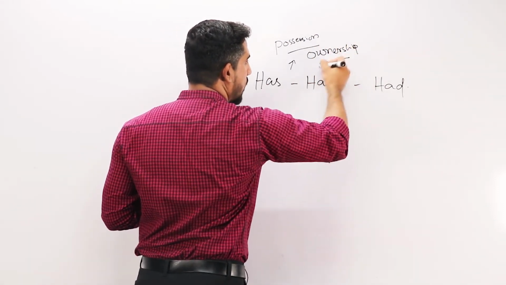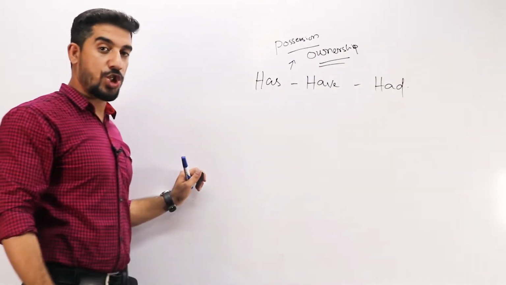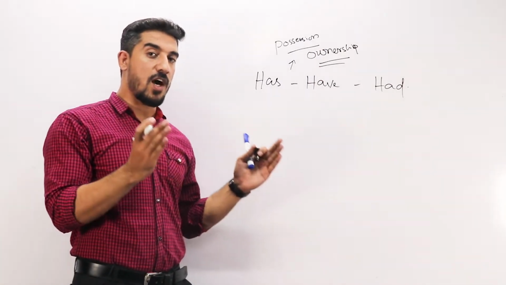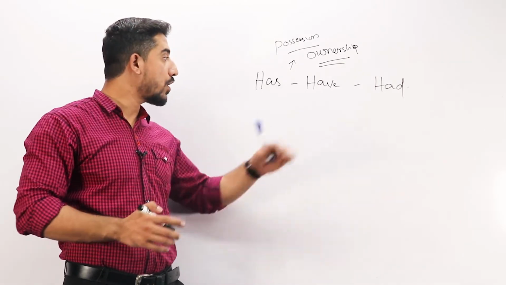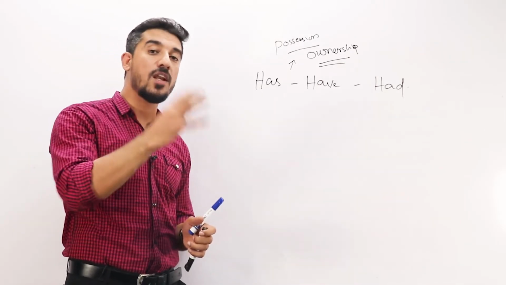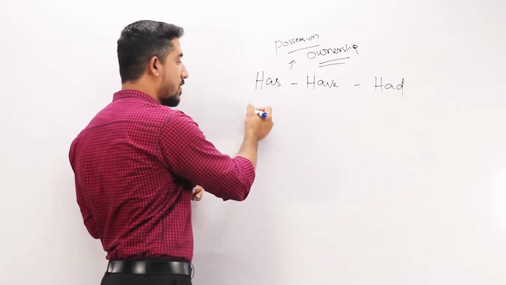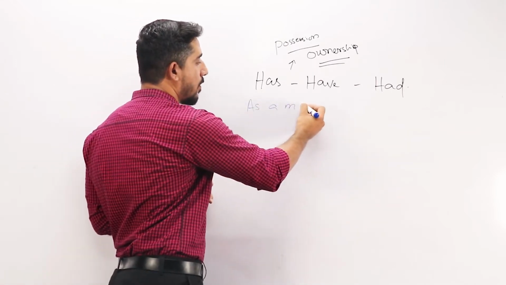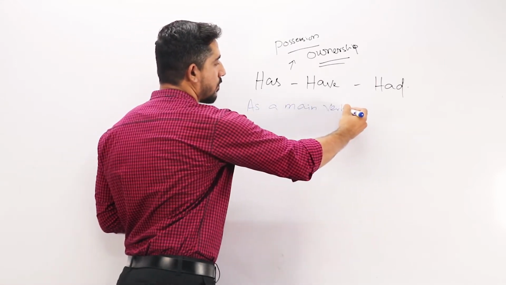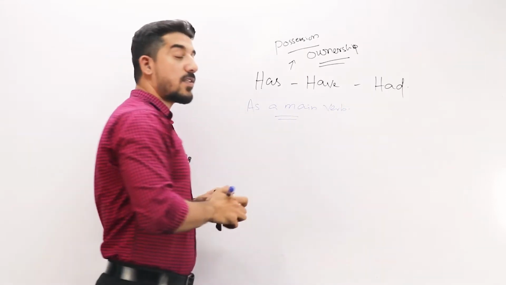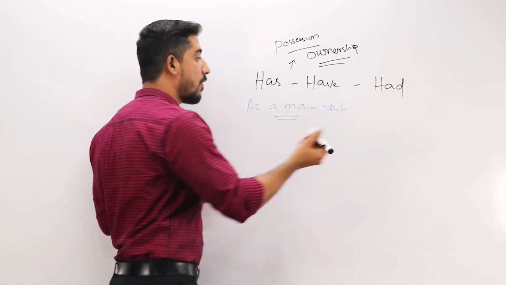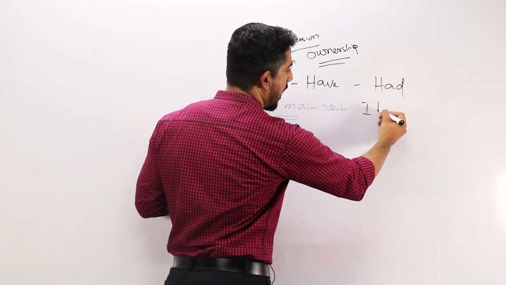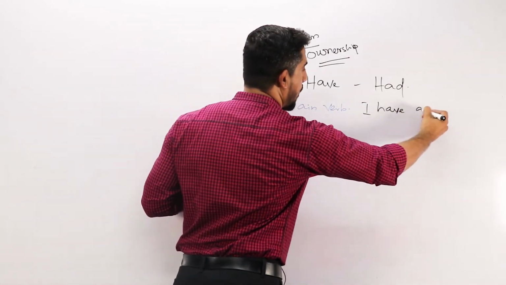When something is in our possession or something is in our ownership, we are using these verbs as a main verb. We use them as a main verb. How do we use them as a main verb? Just see. For example, I have a pen.